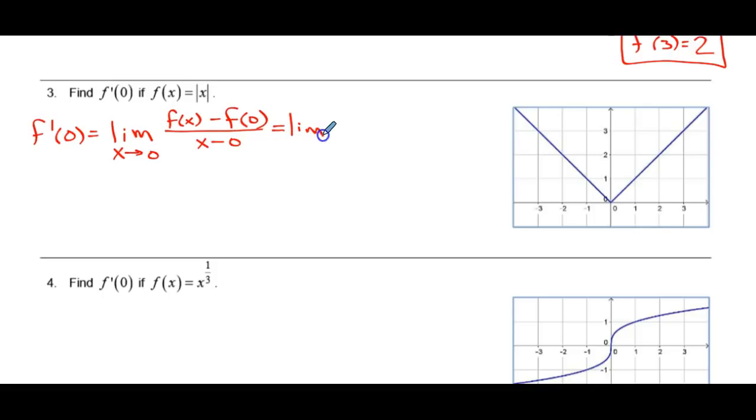This is going to be the limit of f of x, which is the absolute value of x, minus f of, what is f of 0? 0. And this is going to be x over x minus 0. So that simplifies even further to the following. The limit of absolute value of x over x as x goes to 0. Now, I want to pause, and I want you to think. What does the graph of absolute value of x divided by x look like?